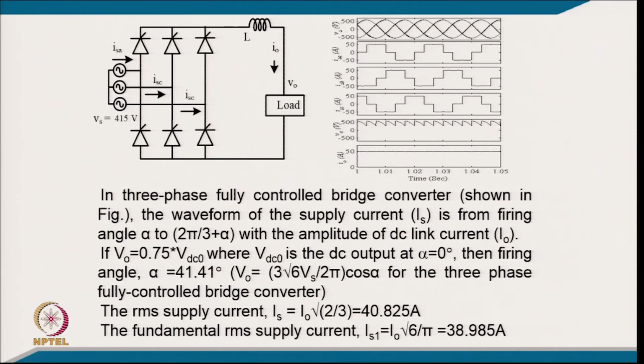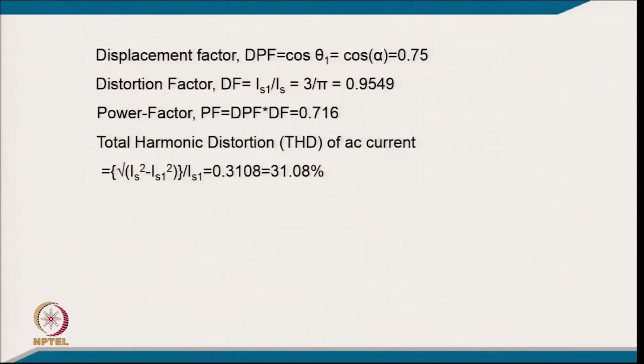Calculating for the 3-phase fully controlled converter, the supply RMS current will be I0, the DC current, into root 2 by 3, because it is a 120 degree duration out of 180. It comes to 40.825 ampere. The fundamental RMS will be root 6 by pi into I0, which is 38.8985 ampere. The displacement factor will be cos theta 1, with alpha calculated here, so it comes to 0.75. The distortion factor is IS1 upon IS, which is 3 upon pi, 0.9549.